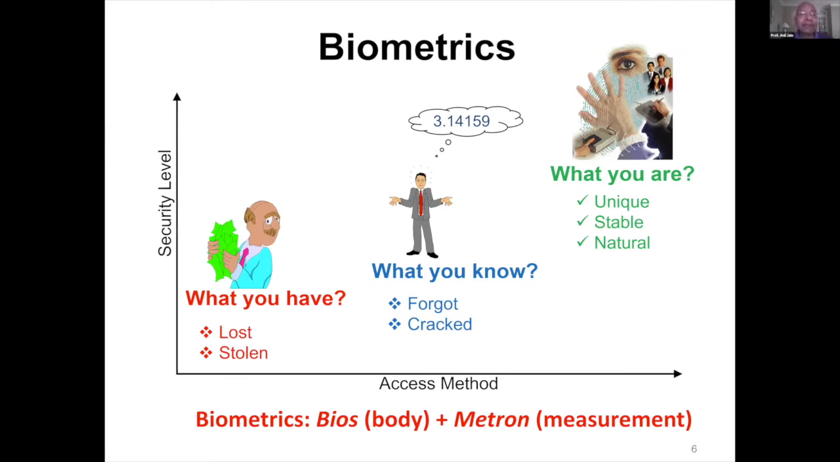On the vertical axis, we have security level. On the horizontal axis is the access method. So the lowest security is what you have. This is your keys or tokens or whatever you're carrying physically with you. Next comes the password or PIN. The problem with that is it can be forgotten, it can be easily cracked. And then finally, we have what you are. That's your body characteristics, which are supposedly unique and stable over time.